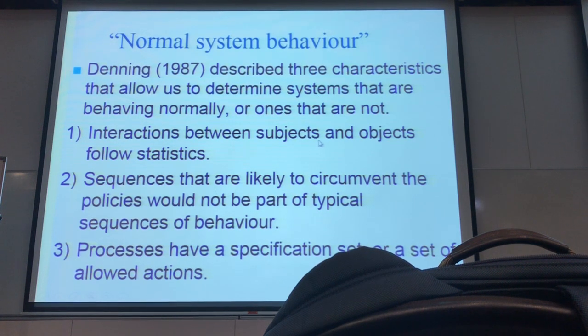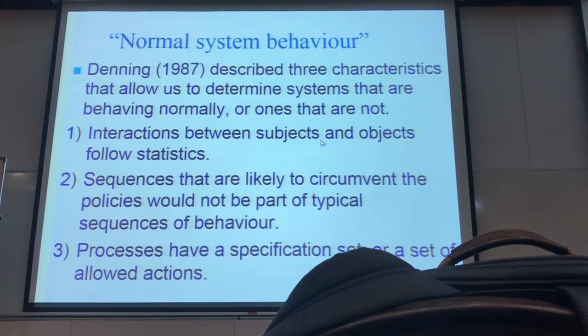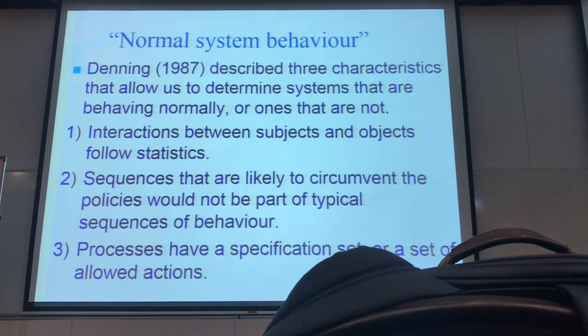So first is interactions between subjects and objects follow statistics. If you collect sufficiently many samples of the user activity, you can define a distribution. And the assumption here is the user behavior will follow a normal distribution. For example, how many times you log into a system, how long the session is, and how many files you will process. So usually these kinds of interactions between subjects and objects follow statistics.